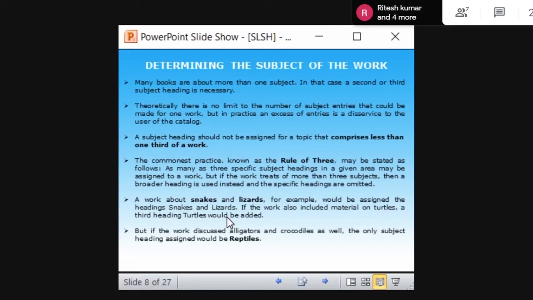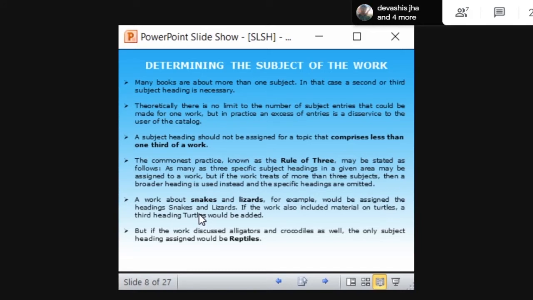If you are assigning more and more subject headings, it will definitely be difficult. So it is better to assign a broader heading if there are more than 3 subject headings. That is the rule of 3. Check this example. A work about snakes and lizards can be assigned the headings snakes and lizards. That's okay, because it is talking about two subject areas. If the work also includes turtles, you can also add turtles. Snakes, lizards and turtles would be good.